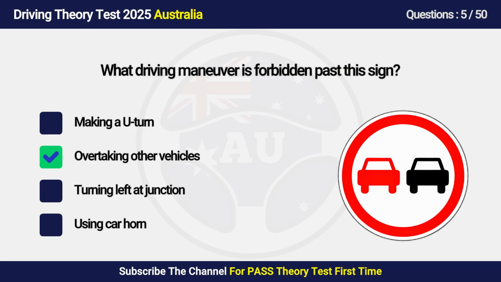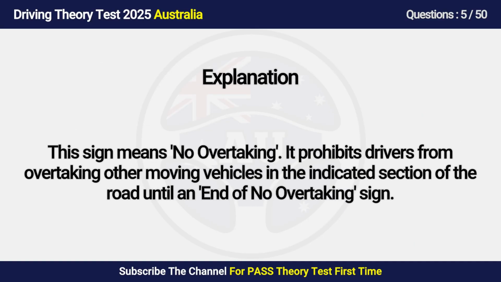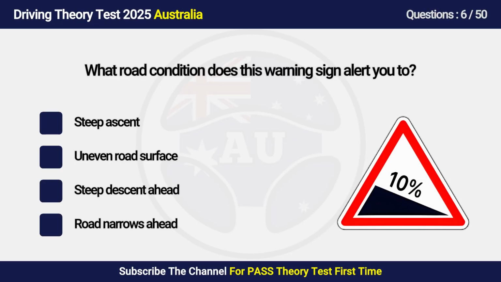Answer is B. Overtaking other vehicles. This sign means no overtaking. It prohibits drivers from overtaking other moving vehicles in the section of the road until an end of no overtaking sign.